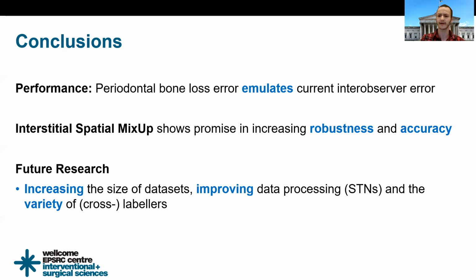Our future research, the main take-home points: increasing the size of the data set, improving the data processing, specifically adding in spatial transformation networks to align all the data spatially as it is done in the triple-rooted teeth, and increasing the variety of the cross-labelers. This is very important when it comes to overcoming this interobserver error, and currently our performance is showing that our network is performing well in this regard and could only increase based on the variety of cross-labelers.